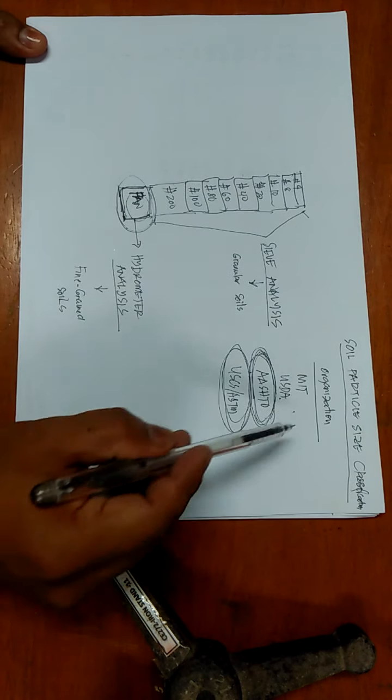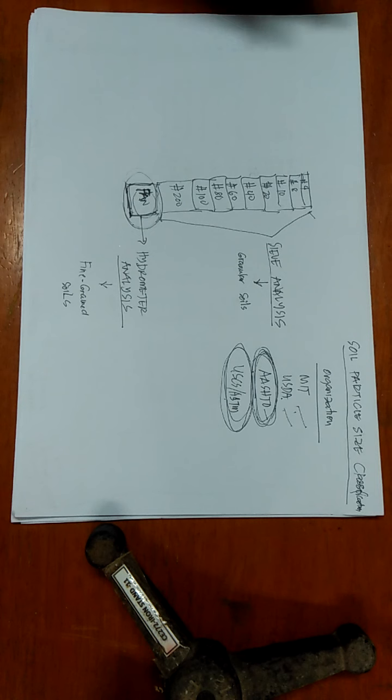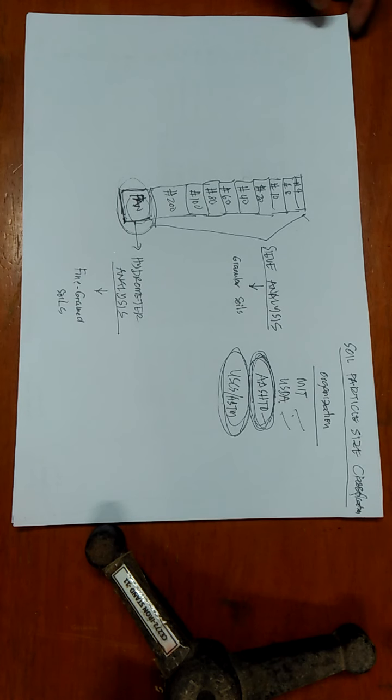Ayan. So, going back to the soil particle size classification, sabi ko kanina, meron tayong apat na organization which is your MIT, USDA, AASHTO, and USCS. So, ngayon, dito sa apat na organization na to, malalaman natin kung ano yung limitation ng gravel, sand, silt, and clay.